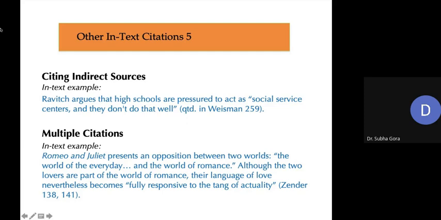If you borrow more than once from the same source within a single paragraph and you have no other source that intervenes, you may give a single parenthetical reference after borrowing the last line.